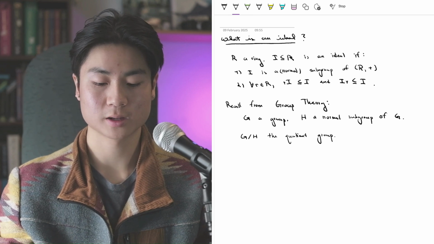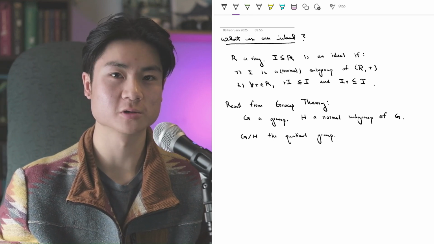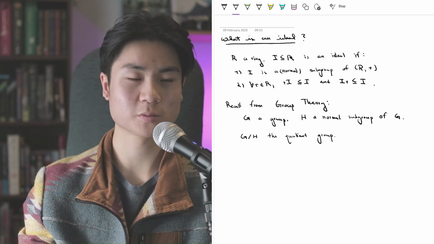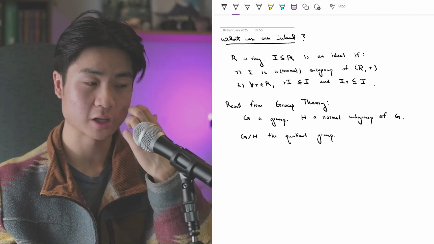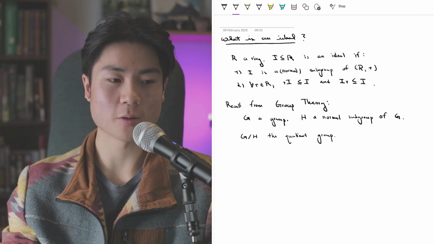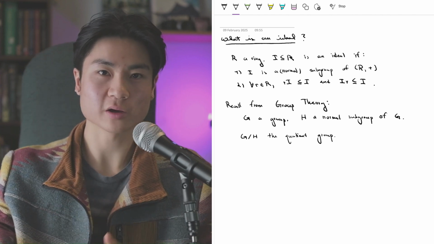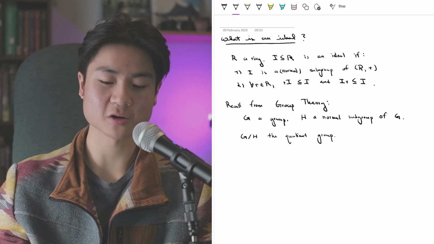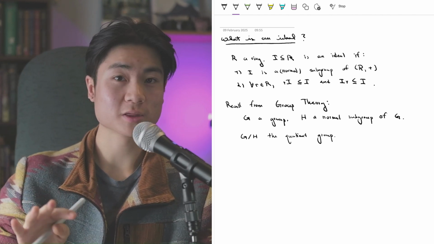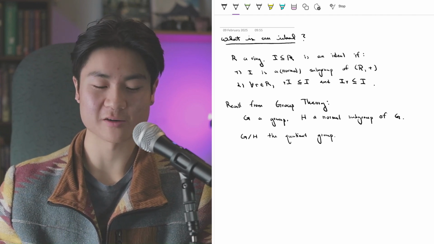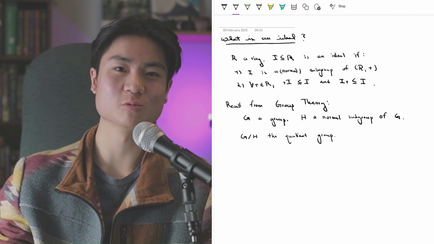Now, what is the quotient group exactly? It's the group of all the cosets of H endowed with a certain operation. It forms a group. And so we want to do the same thing in rings. We want to have a quotient ring.